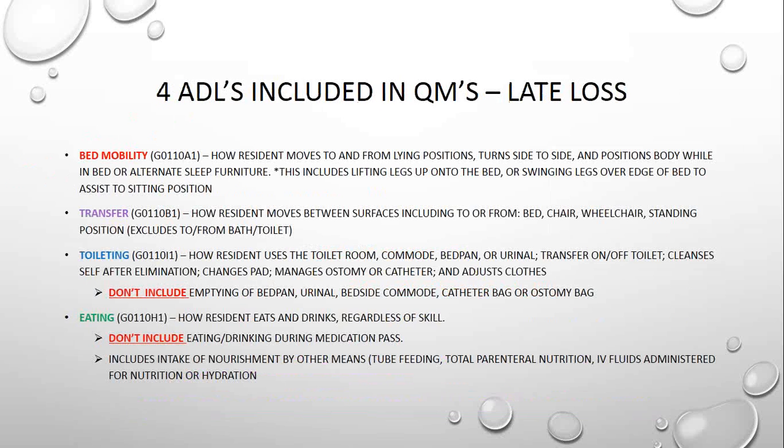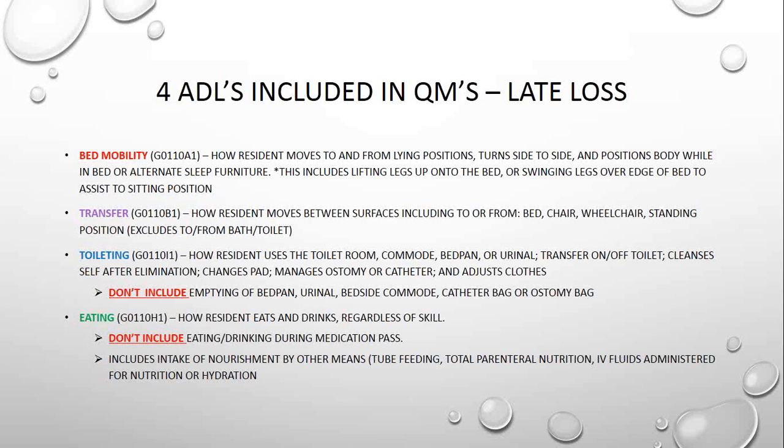So the 4 ADLs included in the quality measures for the late loss are bed mobility, transfer, toileting, and eating. All right, bed mobility is how the resident moves to and from lying positions, turning side to side, how they position their body when they're in bed or an alternate sleep furniture. So if you have people who have COPD or some other respiratory or other comorbidity that has them sleeping in a recliner chair, that is considered a bed. We don't put 8s or 7s there. That's a bed. This includes lifting the legs up onto the bed or swinging the legs over the edge or helping them get to a sitting position in the bed.